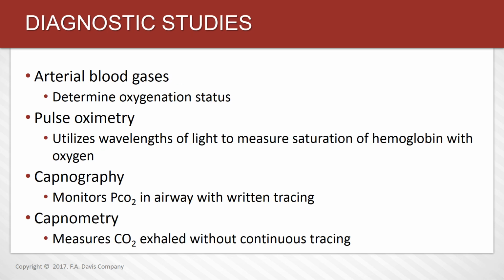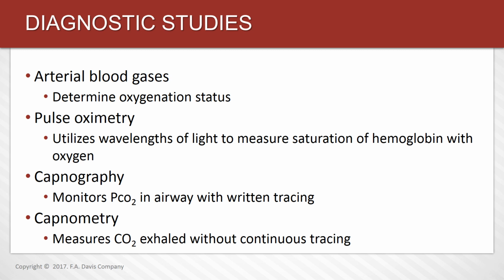All right, so ABGs. We're talking about our diagnostic tests here. ABGs are very commonly used, and they help to determine the oxygenation status. When you get the ABG results, you're going to look at the partial pressure of CO2, carbon dioxide, the partial pressure of oxygen, O2, and you're also going to look at the bicarbonate, HCO3, levels.